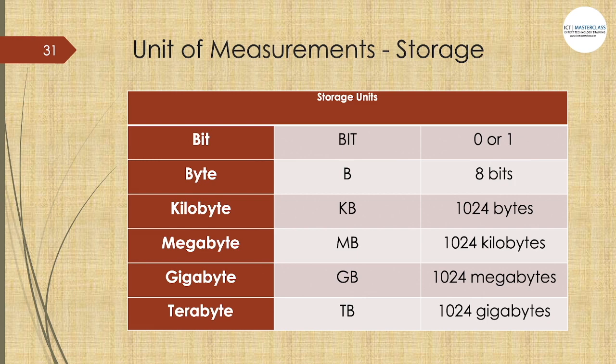So now a byte is supposed to be 8 bits. What does 8 bits mean? If you come to this first table, we say a bit is 0 or 1. You won't be able to see, but let me try as much as possible to explain this. So if a bit is 0 or 1, it means if I have 4 zeros and 4 ones, that will make a byte.